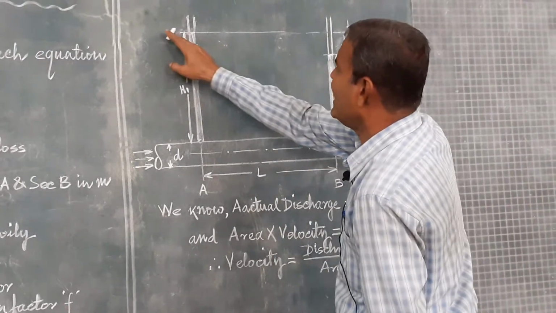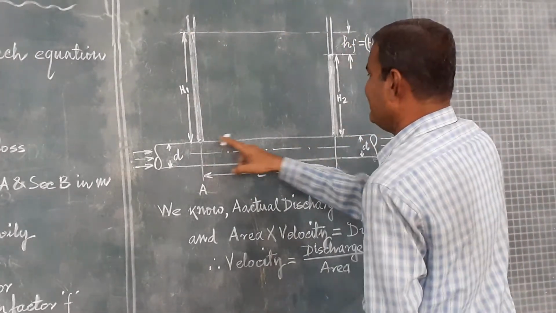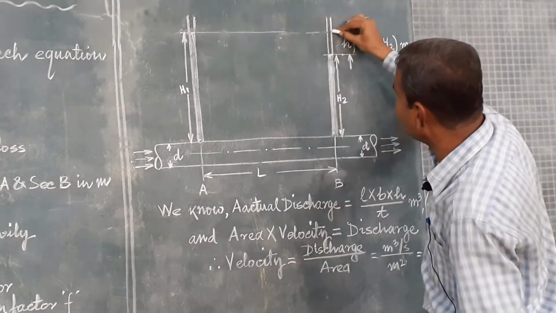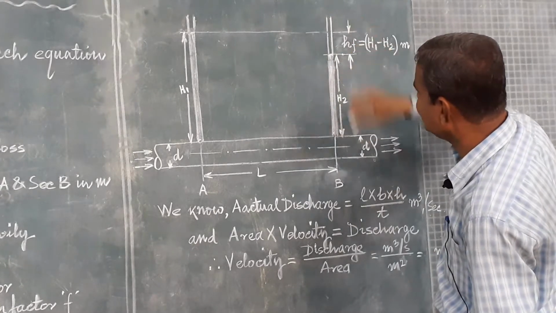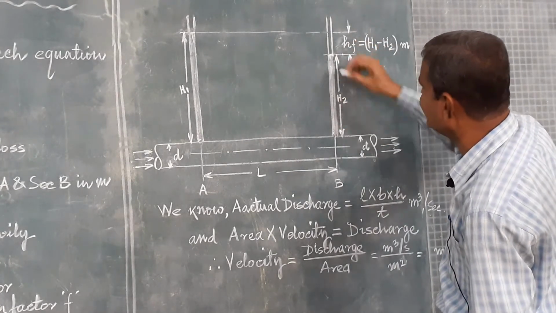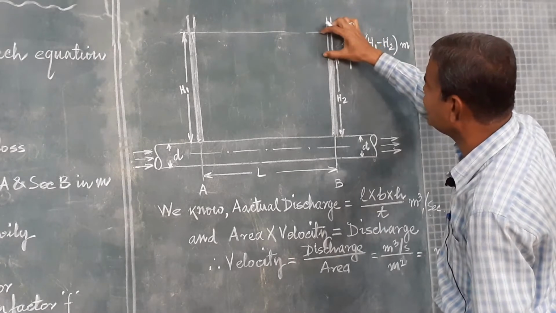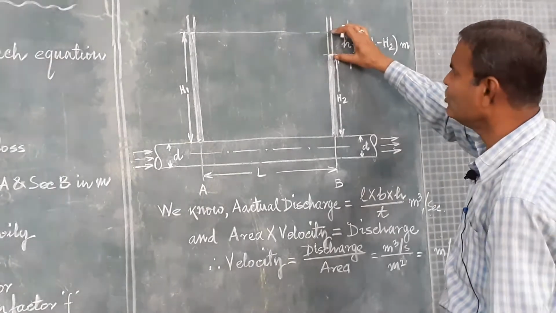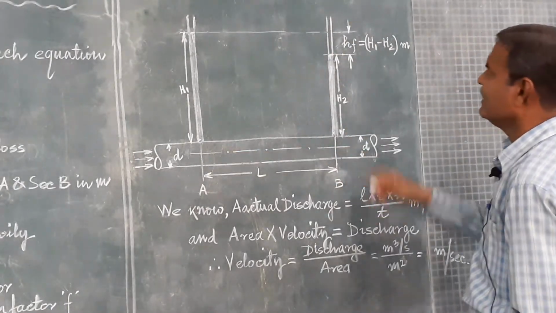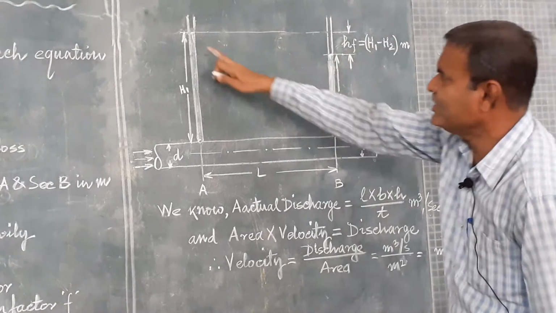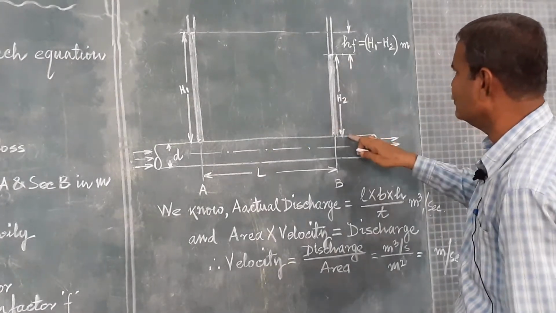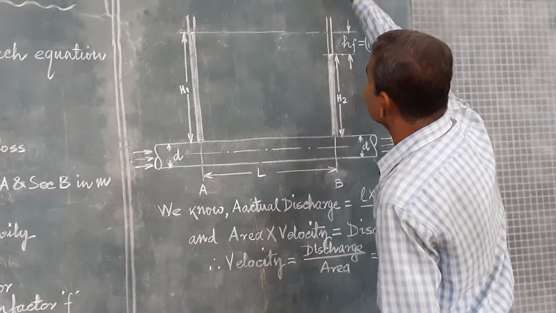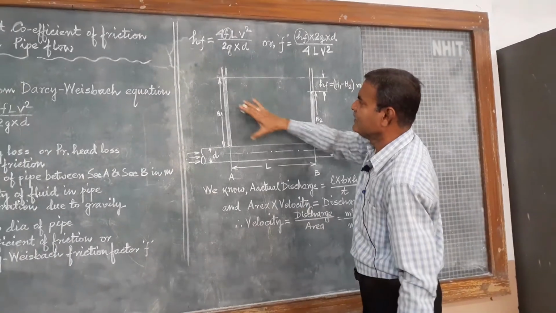If we draw a line parallel to the pipeline, this is the height of section A pressure head, and this is the height of section B pressure head. So the loss of head is this portion. This is hf, or head loss due to friction of the pipe. hf equals h1 minus h2. So we get hf from this pressure head difference.